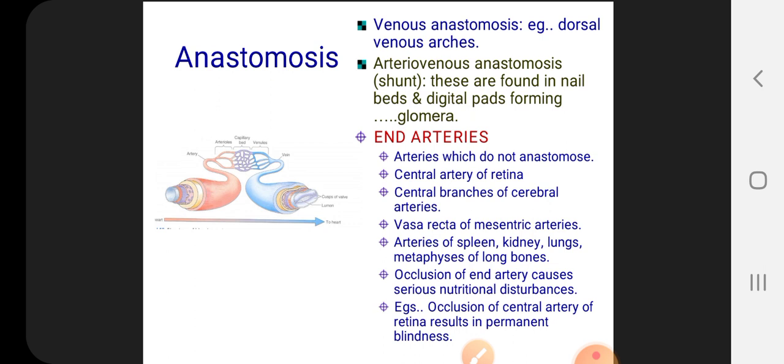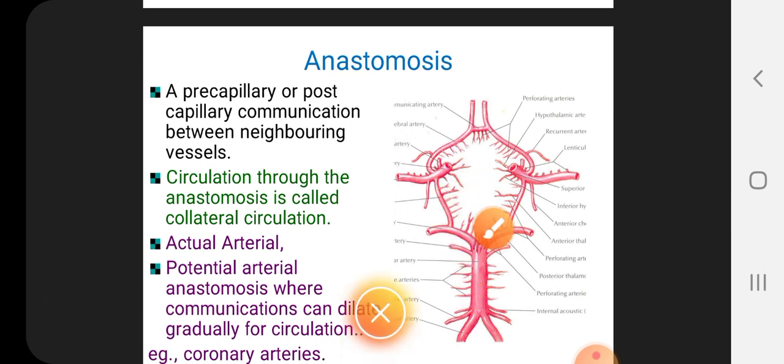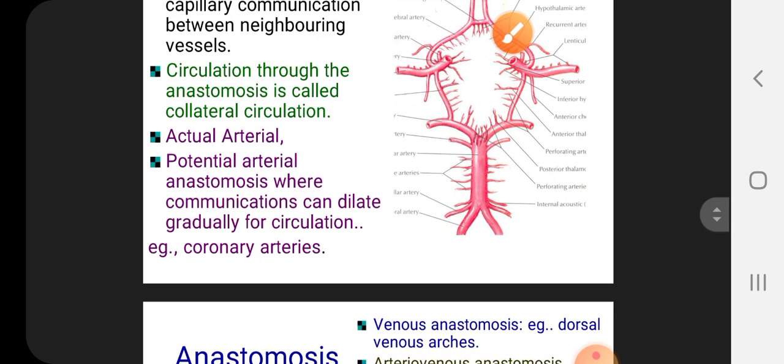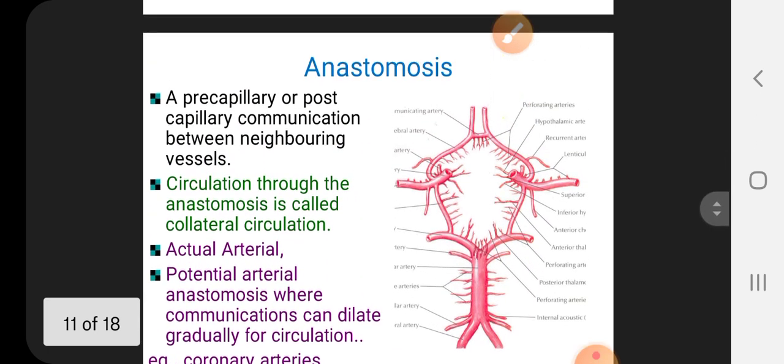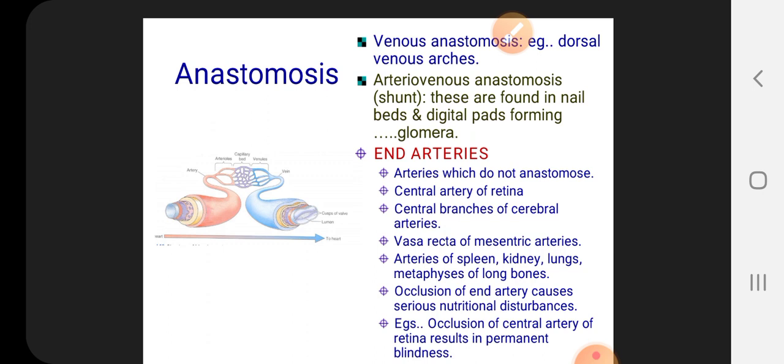So this finishes anastomosis. The definition again: a pre-capillary or post-capillary communication between neighboring vessels is called anastomosis. So this is a diagram showing the circle of Willis, which is present at the base of the brain. There are 3 types: arterial anastomosis, venous anastomosis, and arteriovenous anastomosis.